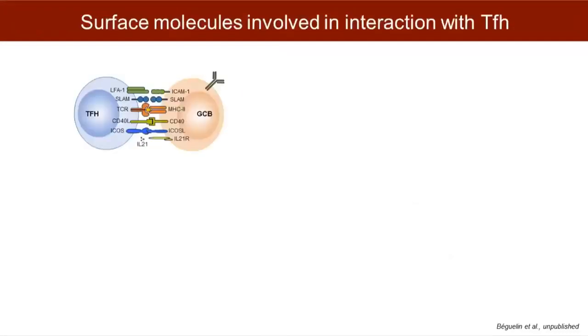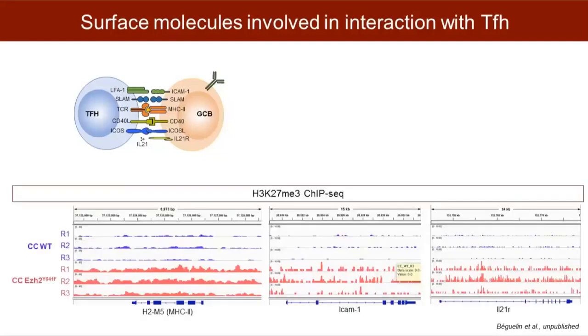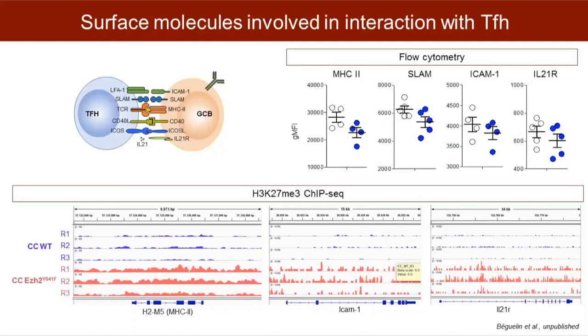Based on the B cell population shift that we observed, and also based on gene expression patterns, we hypothesized that EZH2 mutation makes B cells less dependent on T cells. So we first checked the surface molecules involved in interaction with T follicular helper cells. Although we've seen an increase of H3K27 trimethylation in genes encoding some of these receptors in the mutant EZH2 centrocytes, so we were expecting these genes to be more repressed, we didn't find a significant decrease in protein expression by flow cytometry.